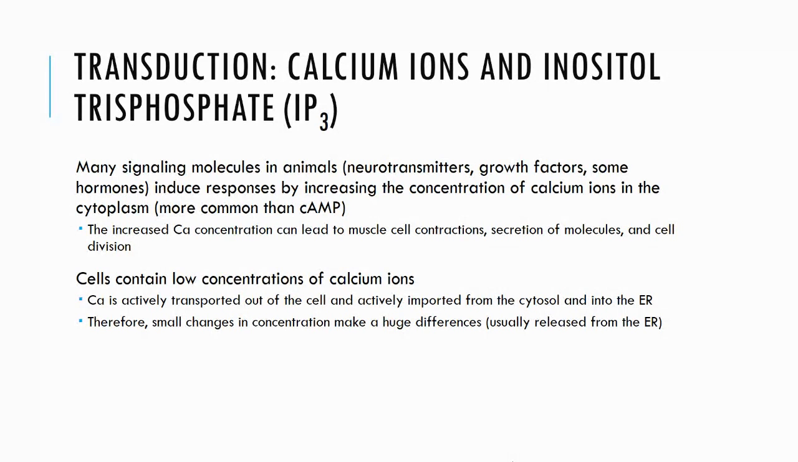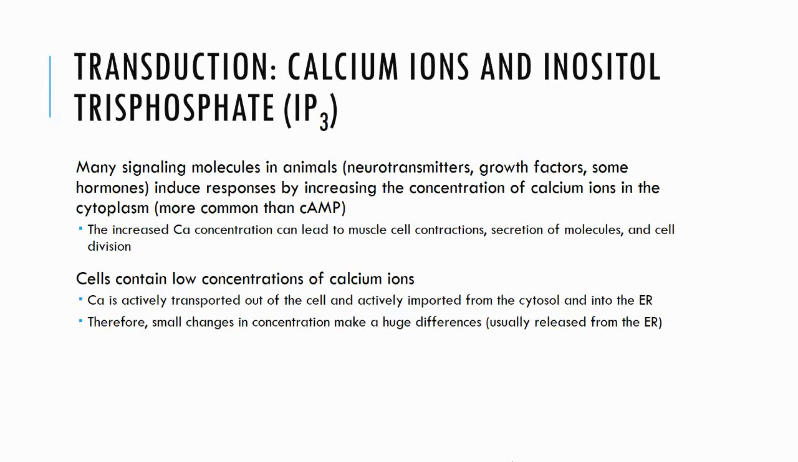Looking at calcium ions and IP3 next. Many signaling molecules in animals, like neurotransmitters, growth factors, and some hormones, induce responses by increasing the concentration of calcium ions in the cytoplasm, which is actually more common than the cyclic AMP pathway we just looked at. The increased calcium concentration can lead to muscle cell contraction, secretion of molecules, and cell division.